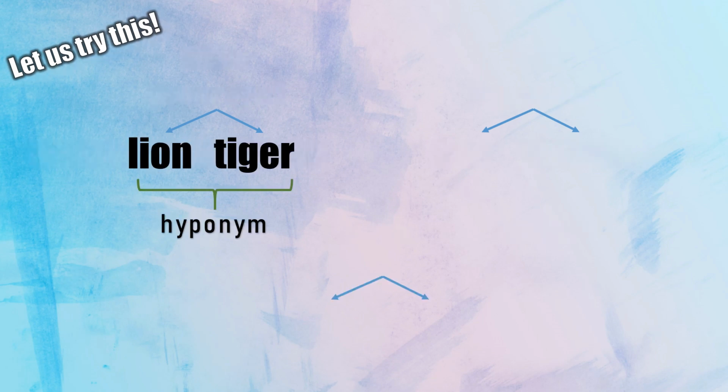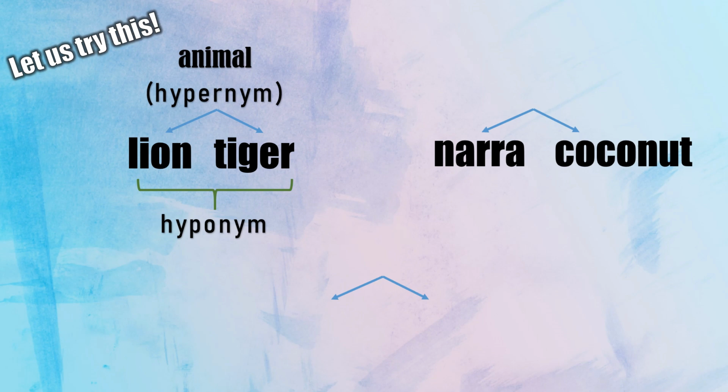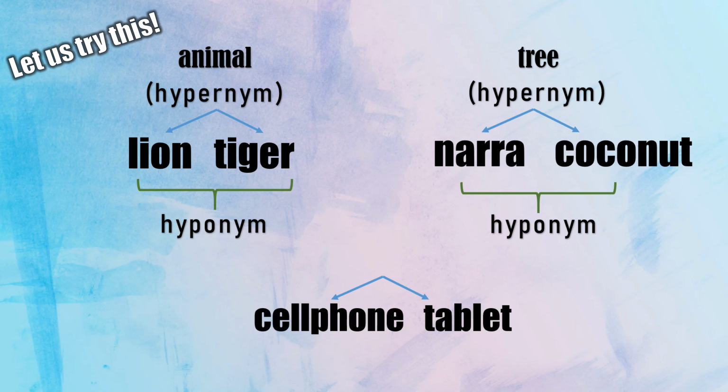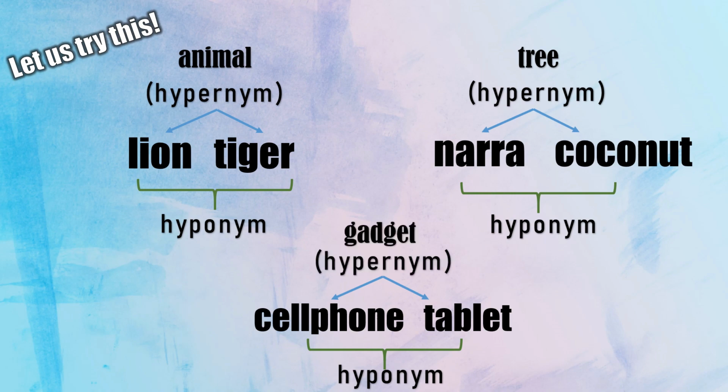Lion and tiger are hyponyms. They are the hyponyms of the hypernym animal. Nara and coconut are hyponyms. They are the hyponyms of the hypernym tree. Cell phone and tablet are hyponyms. They are the hyponyms of the hypernym gadget.